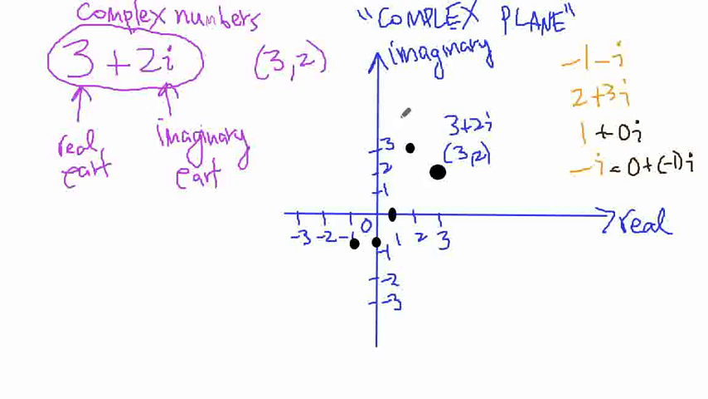Okay, let me go ahead and show you what each of the dots that I drew corresponds to. This one corresponds to 2 plus 3i. This one corresponds to 1. This one corresponds to minus i. And this one corresponds to minus 1 minus i.